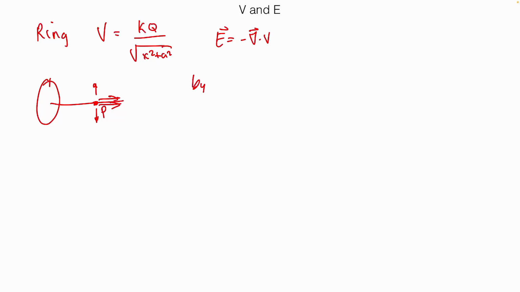So by symmetry, I can ignore, well, I'll do it mathematically too. But by symmetry, I know that all I'm going to get is an Ex. And that Ex is going to be minus the partial derivative with respect to x of my potential function. So that is the partial derivative of kq times x squared plus a squared to the negative 1/2. I just pulled it up out of there, right?